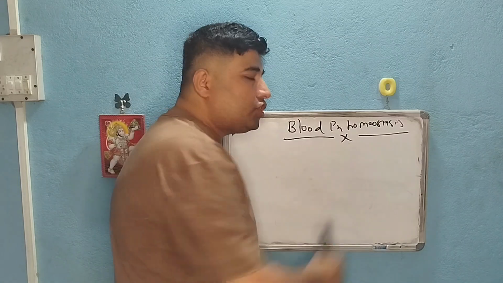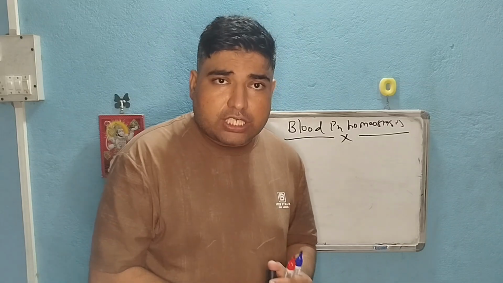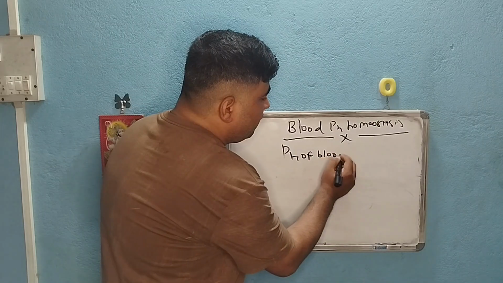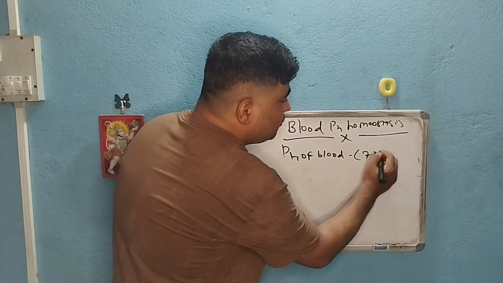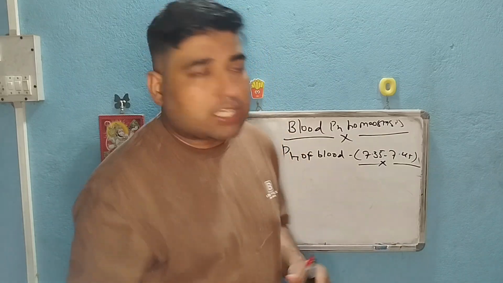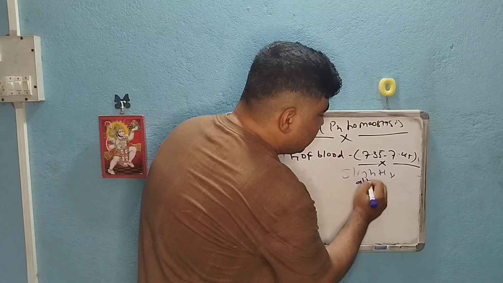So in this video I'll be talking about blood pH homeostasis. At normal physiological conditions the pH of blood varies from 7.35 to 7.45. So the pH of the blood in a normal physiological condition is slightly alkaline.